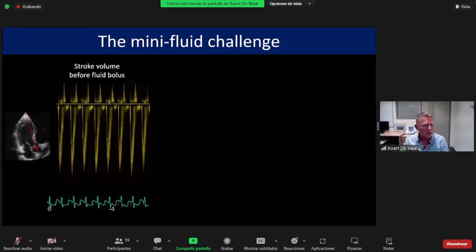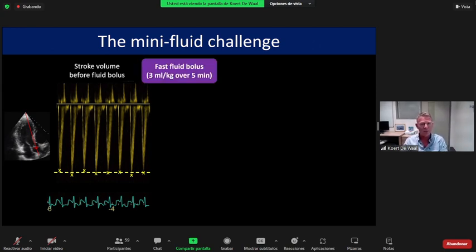This is what that looks like in real life. You take an ultrasound, you place it on the baby, and you measure stroke volume before you give a fluid bolus, on the left ventricular side, so the left ventricular output. You measure the maximum velocity and the changes there. You give a fast fluid bolus, 3 mL per kilogram over 5 minutes.